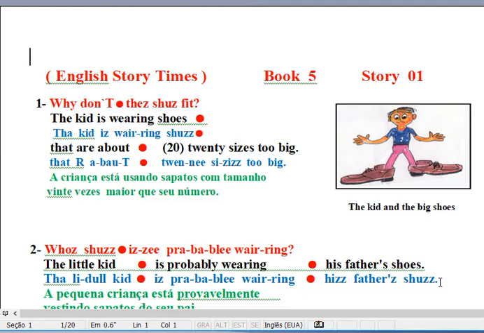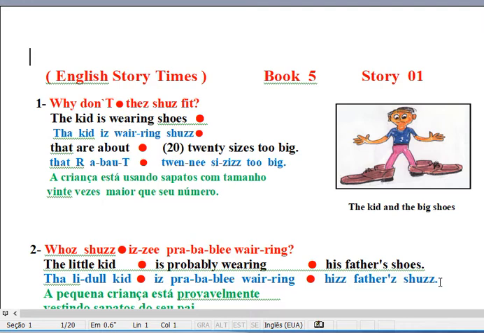Line 1. The kid is wearing shoes that are about 20 sizes too big.